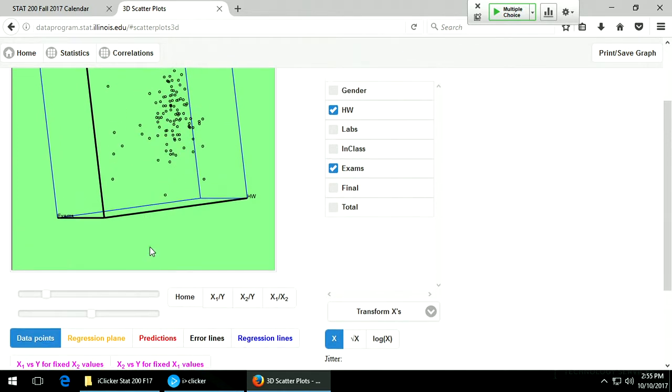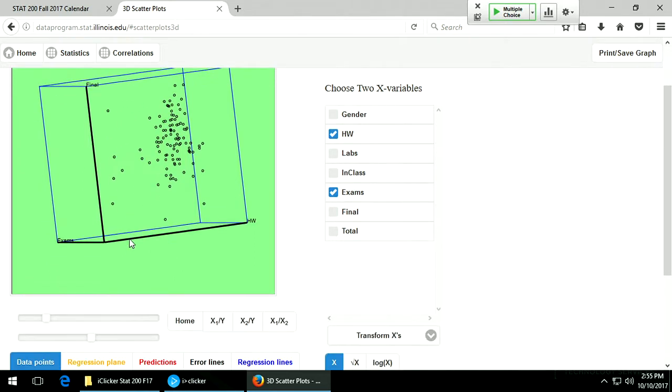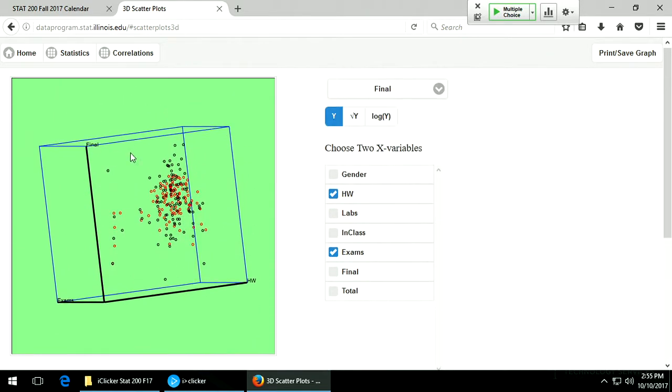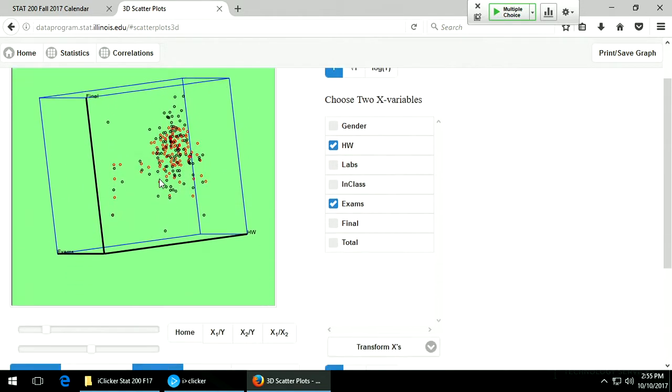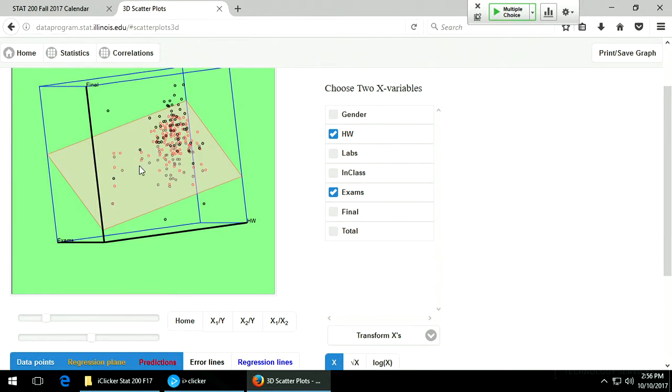Okay, so here are the data points. It's in 3D because we have 3 variables. So what are we predicting? We're predicting for somebody whose exam score is along here and some homework score. The final is the height, this axis. When I show you the points, those are the data points. Here are the predictions, those red points. And since we have 3 axes, we're going to have a prediction plane instead of a prediction line. So that is our prediction plane.